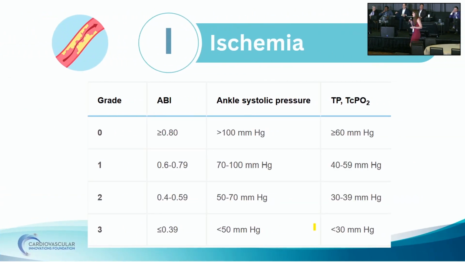Then as we go into ischemia, graded the exact same way. This is looking at your ABIs, your ankle systolic pressure, your toe pressures, and your TcPO2. In my institution, we typically do the TcPO2. It's what all of our colleagues have kind of decided upon. That's easiest for us to go by.